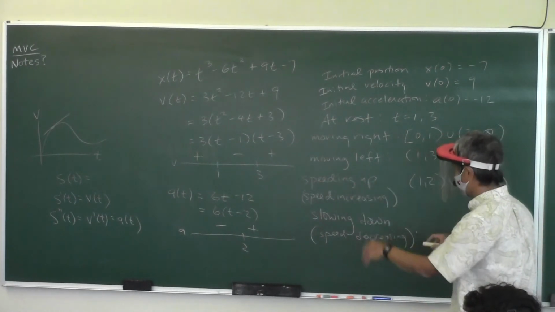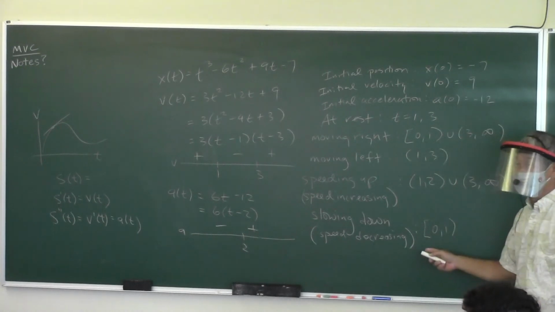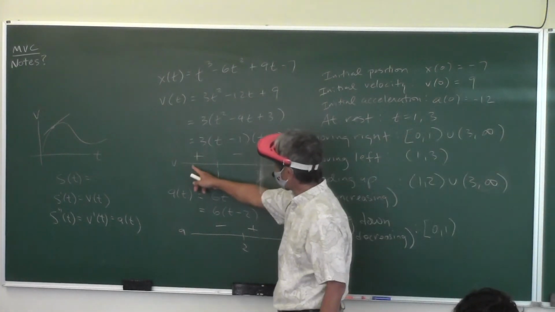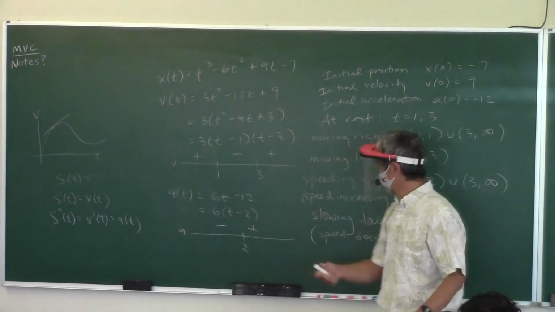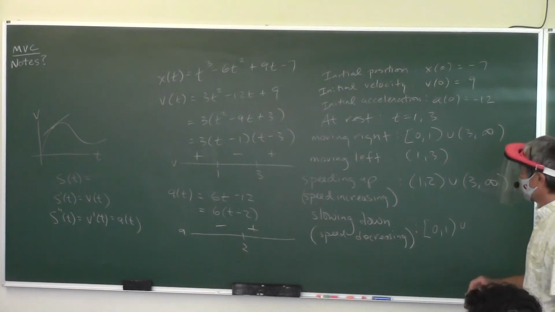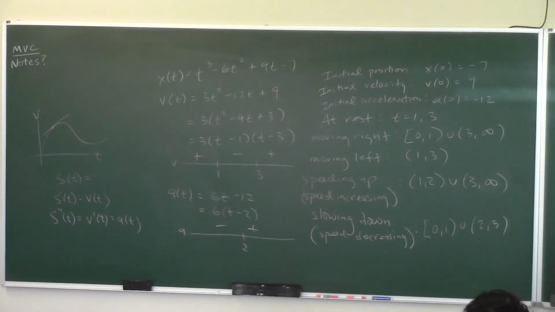Come on, my dog can do this. From 0 to 1. How come we include 0? Well, we already talked about that, right? Because at 0, the velocity is positive and the acceleration is negative, so therefore it's slowing down, right? And then where else? Where do they have opposite signs? From 2 to 3. There you go.